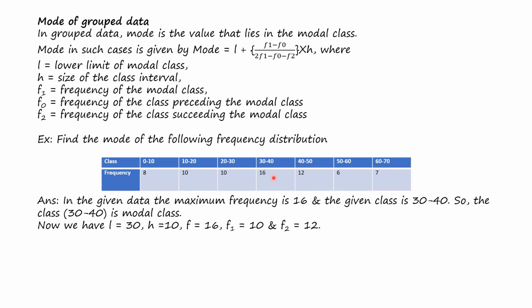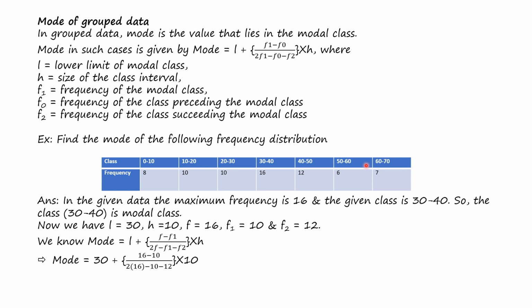f1 is 16, the frequency of the modal class. f0 is the frequency of the class preceding the modal class, which is 10, and f2 is the frequency of the class succeeding the modal class, which is equal to 12. So mode is l plus (f1 minus f0) by (2f1 minus f0 minus f2) whole into h. Putting in the values we get, mode equals 30 plus (16 minus 10) over (2 into 16 minus 10 minus 12) whole into 10, or it is 30 plus 6 by 10 into 10, which is 36. Hence, the mode is 36.